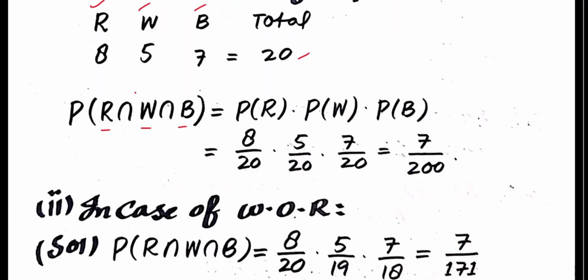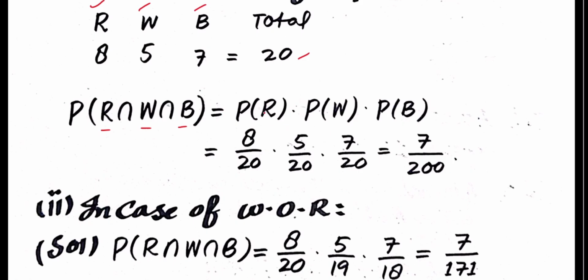Because the word is "and", it means we have to find the intersection. And this is the case of independent events. So the probability in case of intersection is converted to product. And it is not possible that a ball has two colors, like red and white, or white and black. Each ball has a single color, so there is no case of intersection of two colors.